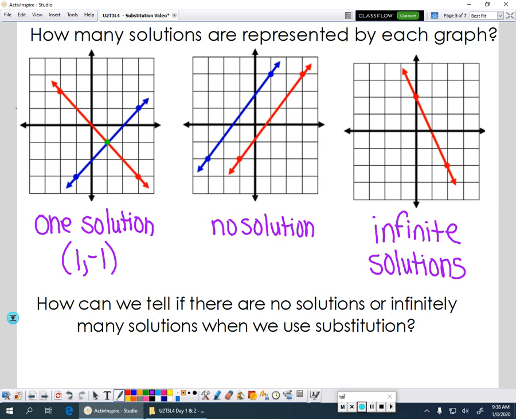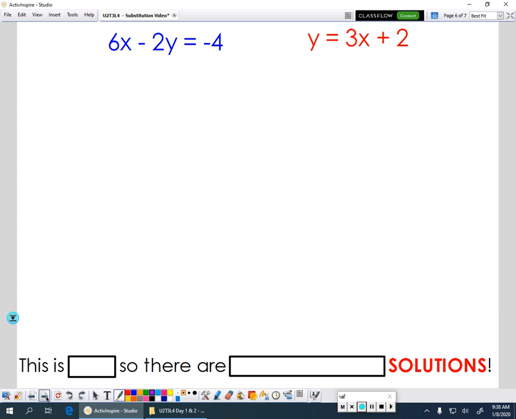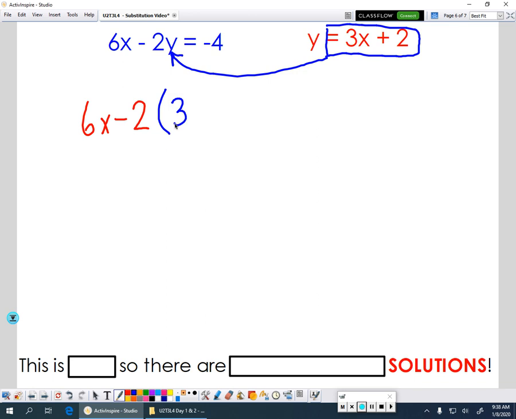Okay, we can tell when we look at a graph, but how can we tell if we're just doing these algebraically? So what we would do is we're going to do the exact same process. We need to solve using substitution, but watch what happens. So here I've got my y equals equation. So I'm going to take this value and plug it in here for what y equals. So I've got my 6x minus 2, and then I'm going to plug in this value over here for y, 3x plus 2, and all of that equals negative 4.